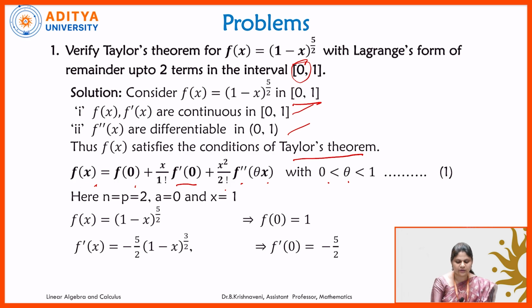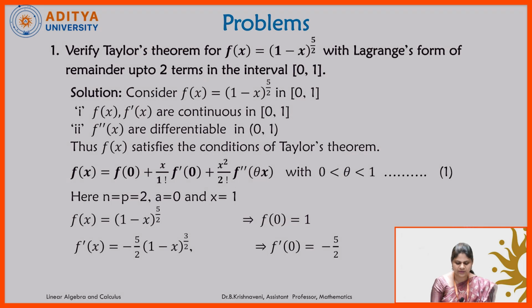So here you need to find out the Taylor's theorem with Lagrange's form of remainder up to 2 terms. So here, 2 terms plus remainder. Now if you take n is equal to p is equal to 2, and a is 0 and x is equal to 1, and take f of x, find out f dash of 0. f dash x, find f dash of 0, that is minus 5 by 2.